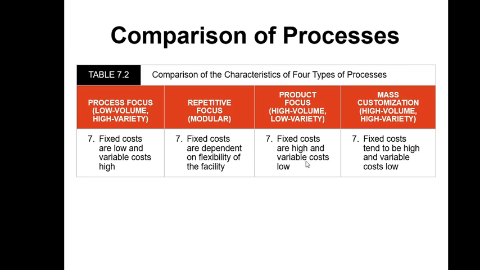So it's normal that the more units you produce, the lower your variable cost will be. In the mass customization, fixed costs tend to be high and variable cost low because you already have the experience, of course, or skilled people, and they know how to produce in accordance with the customer's wants and needs, since it is make to order.